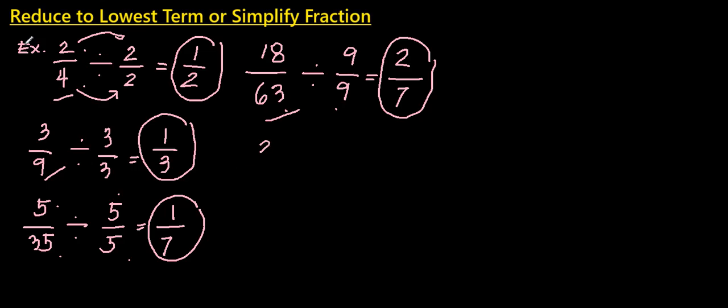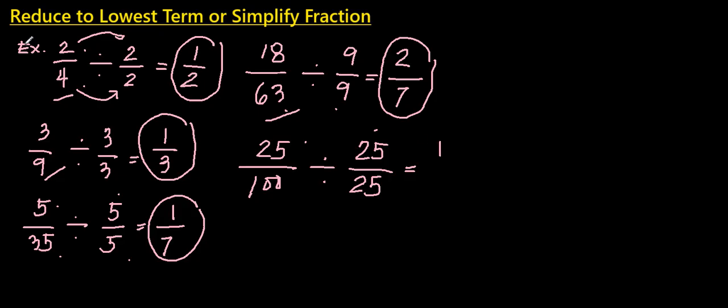Another example, we have 25 over 100. The common factor for this is, we know, 25 over 25. So 25 divided by 25 is 1, and 100 divided by 25 is 4. So therefore, if you have a 100 peso bill and you divide it by 4, you'll get 25.